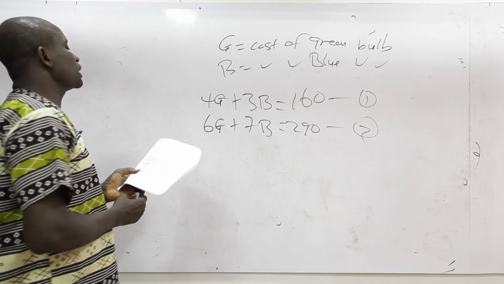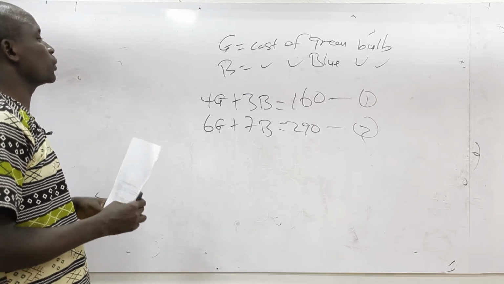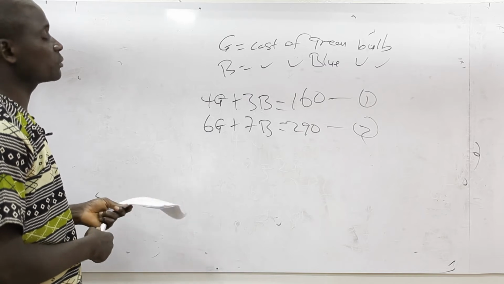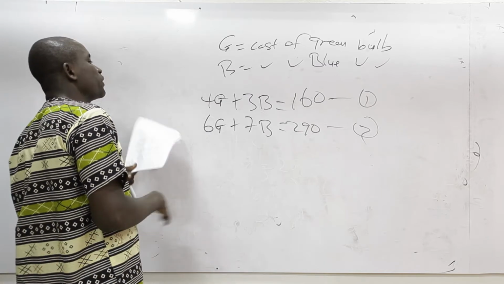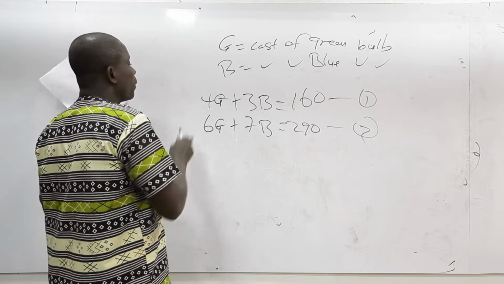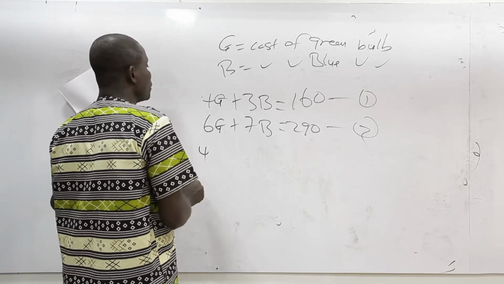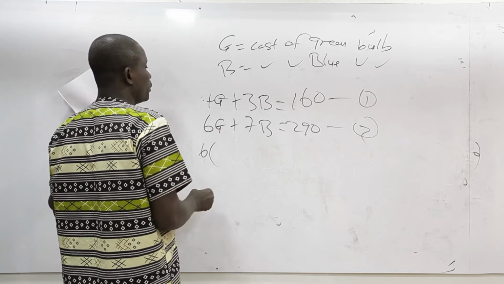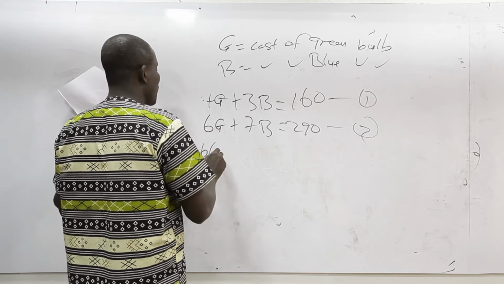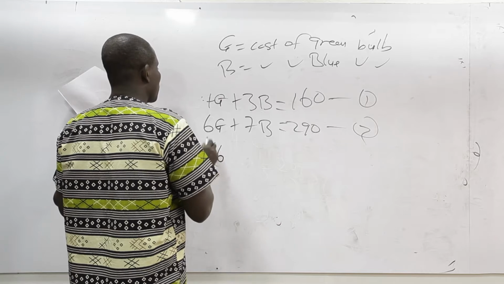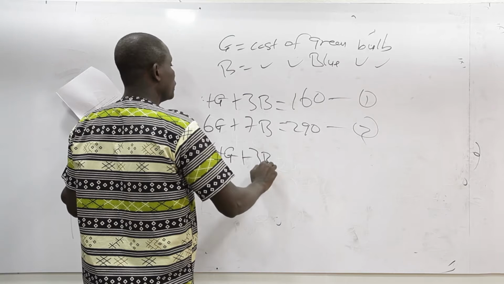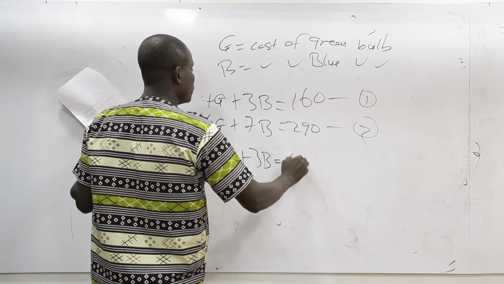Which of the formulas do you think you can use that will help you? I think I will use the method of substitution or elimination. So I will not finish talking, but I'm just giving you the clue. Multiply this by 6, and then here is 4G plus 3B is equal to 160.